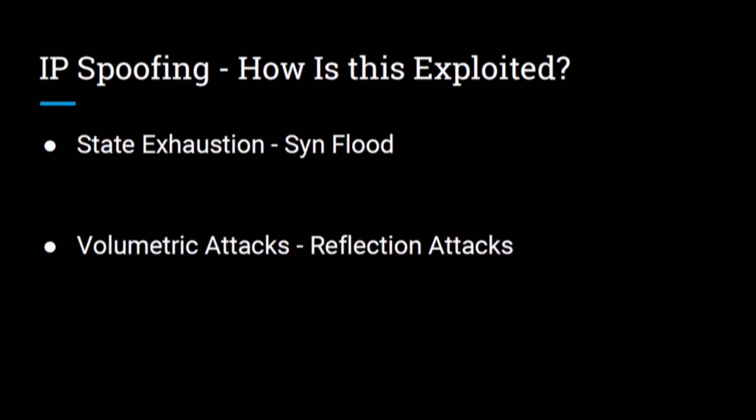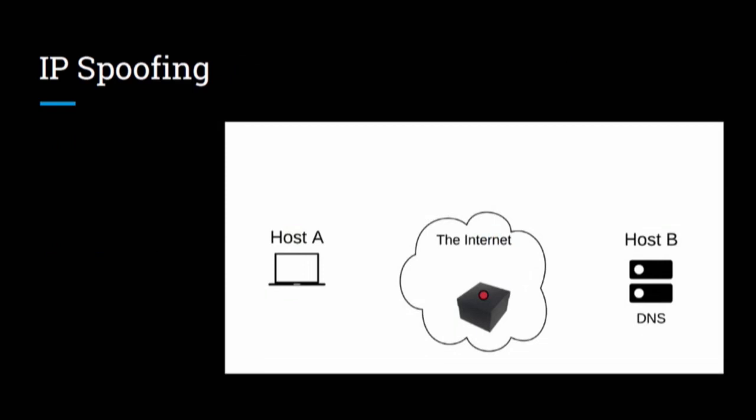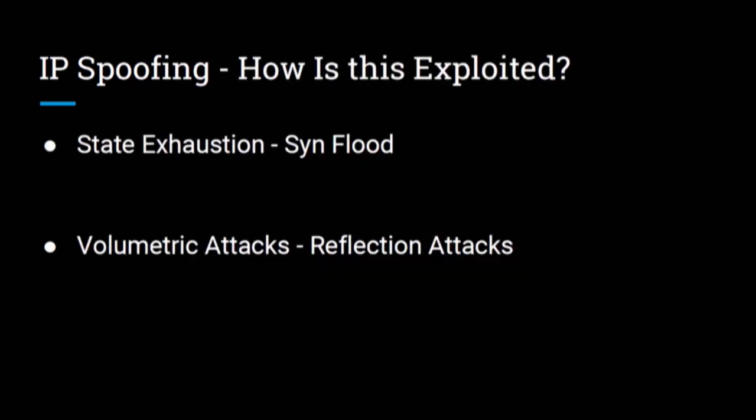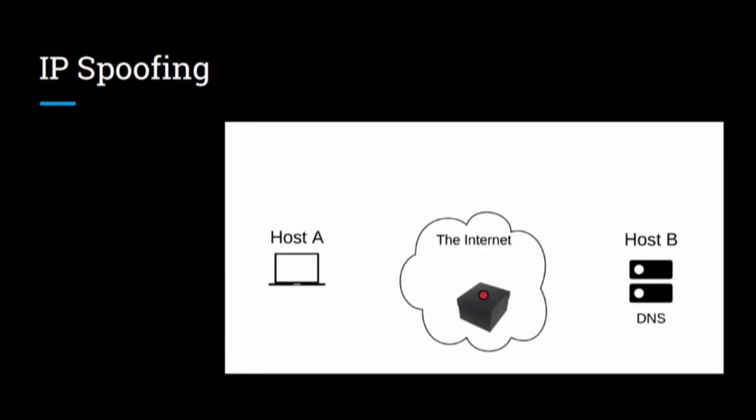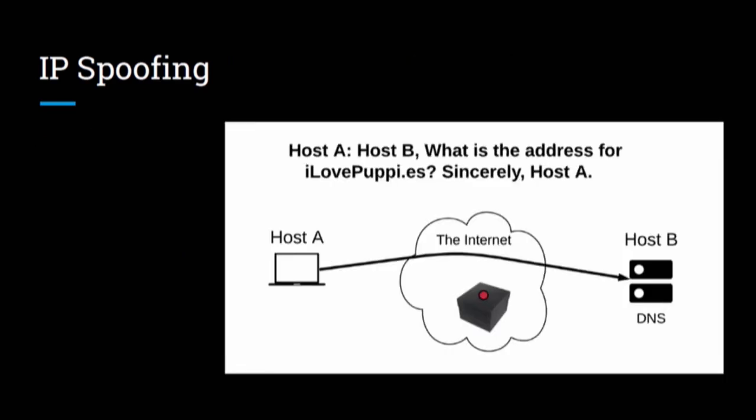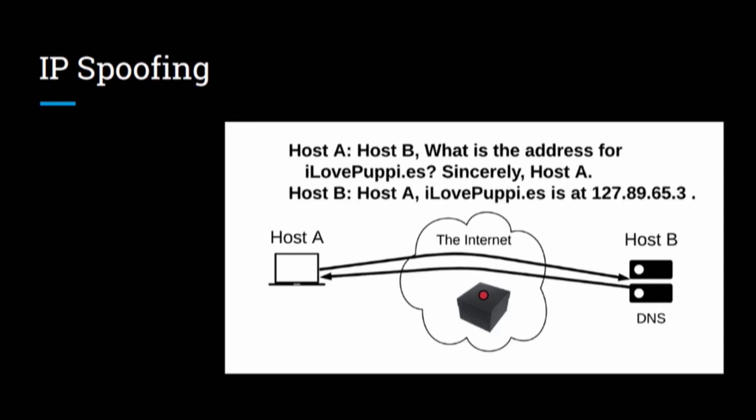Now, volumetric attacks, specifically reflection attacks. We're going to have a demo where we go through one of the more dangerous ones that are on the internet today. Really quick though, IP spoofing. Let's say we want to talk to a DNS server. Host A says, host B, what's the address for I love puppies? With a source address of host A. It responds back looking at the source address and says, host A, I love puppies is at whatever address.